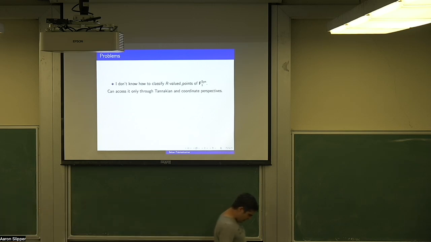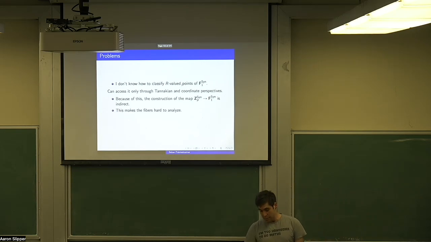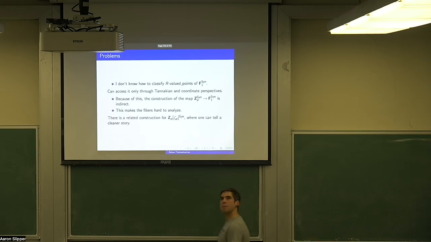One way of saying this is I would really like to give you a definition, but all I can give you is a construction. And because I can't give you a definition, it's also hard to directly describe what the comparison map is, and it's hard to analyze the fibers of this map. Now, some of these things become better for a related construction, which is not about ZP sin, but about what happens when you adjoin a p-th root of unity.